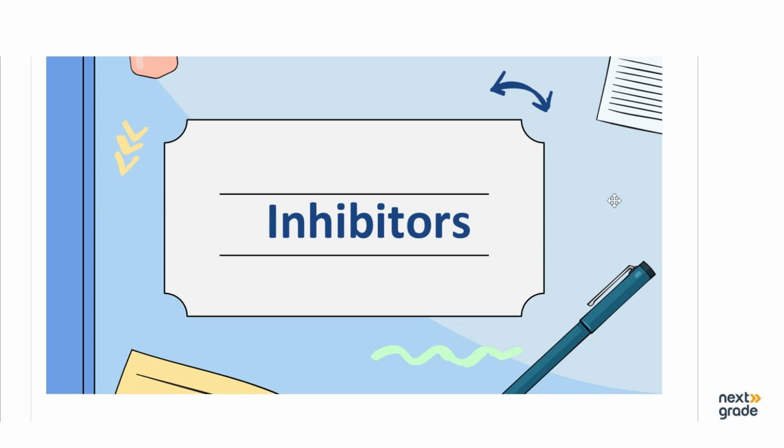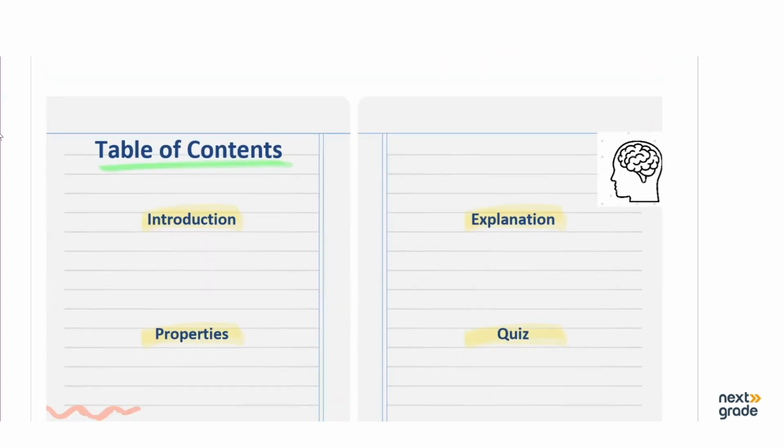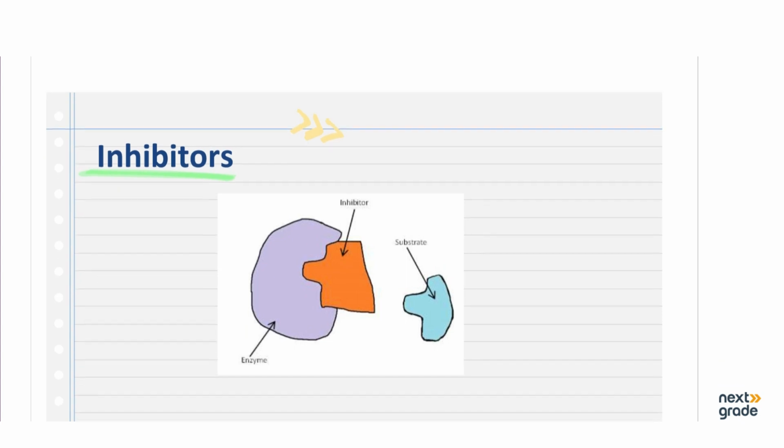In today's video, we are going to continue our chapter 3 and we are going to cover the topic inhibitor. It is basically the last topic of chapter 3, enzymes. So let's begin that. We will cover the introduction, properties, some types, explanation, and then there is a quiz for you guys in the end.